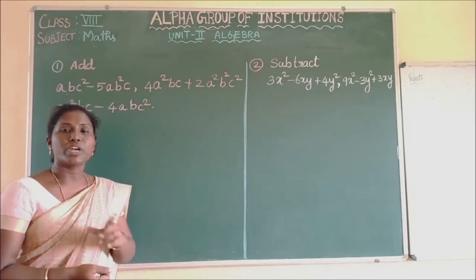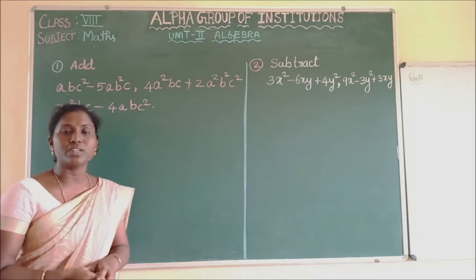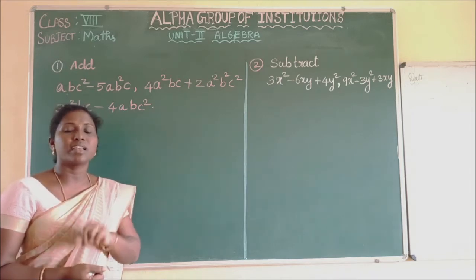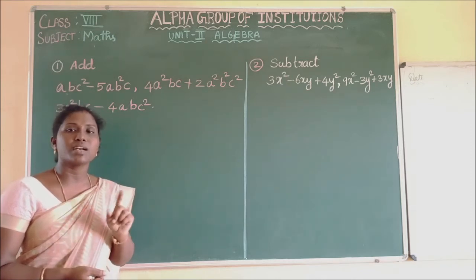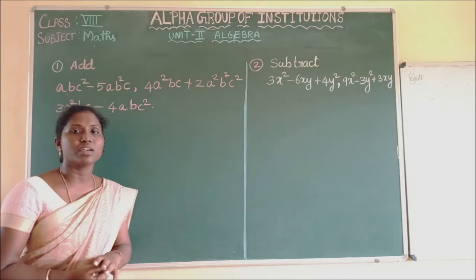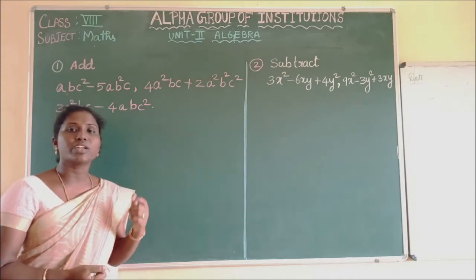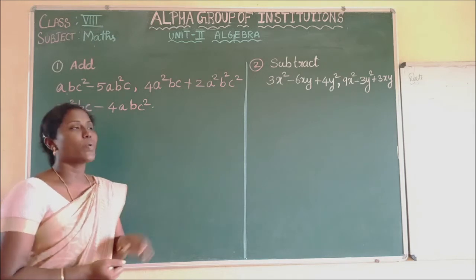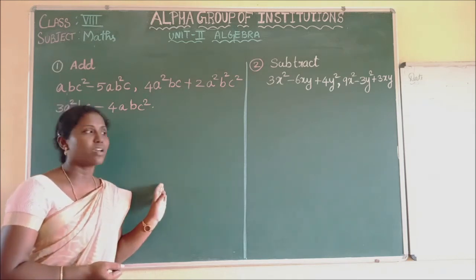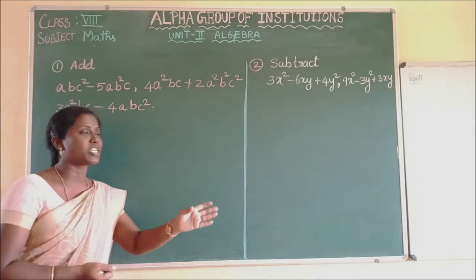Okay, for addition and subtraction, mainly what you have to see is like and unlike terms. What are like terms? If the variables are the same, they are like terms. The factors of the algebraic terms are the same, they are like terms. So while adding and subtracting, here for revision I took one addition and subtraction problem.